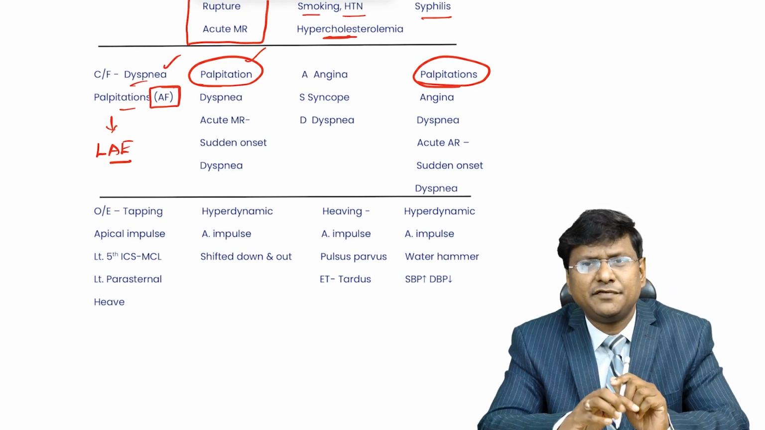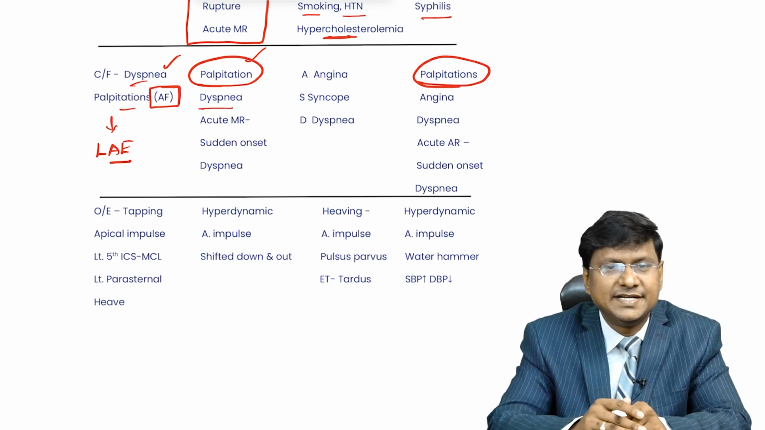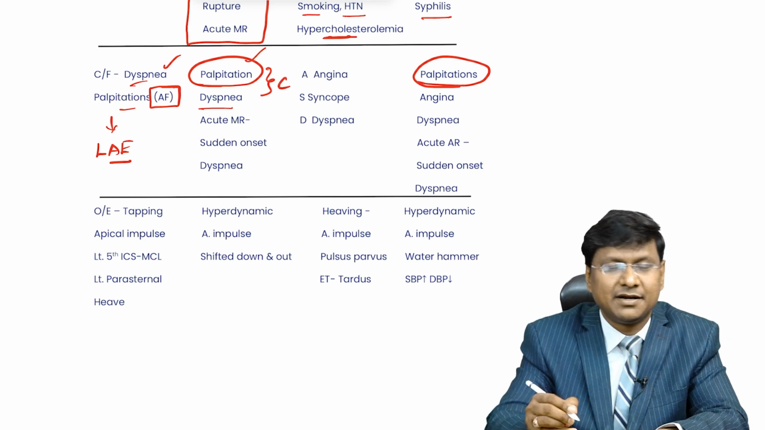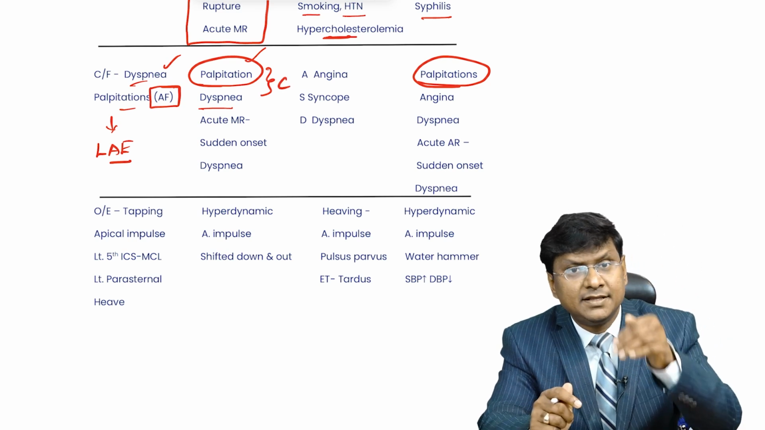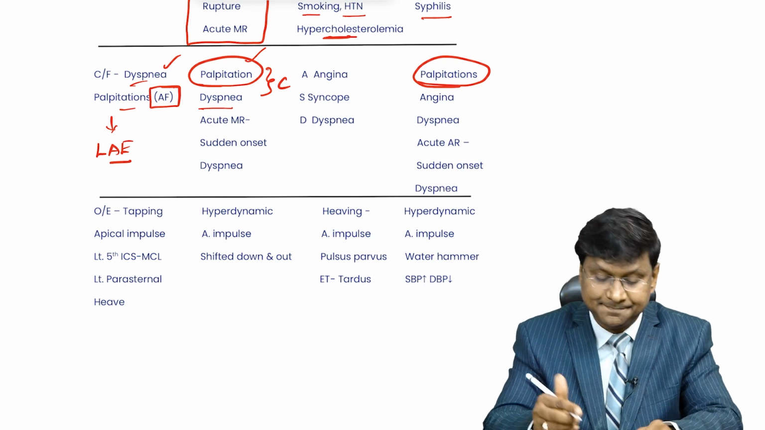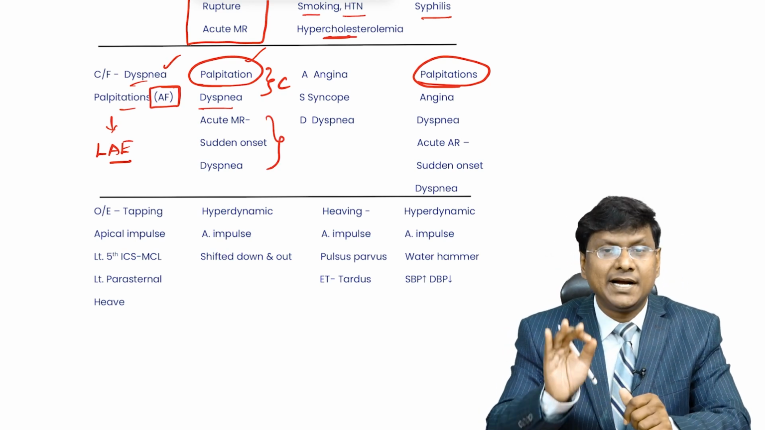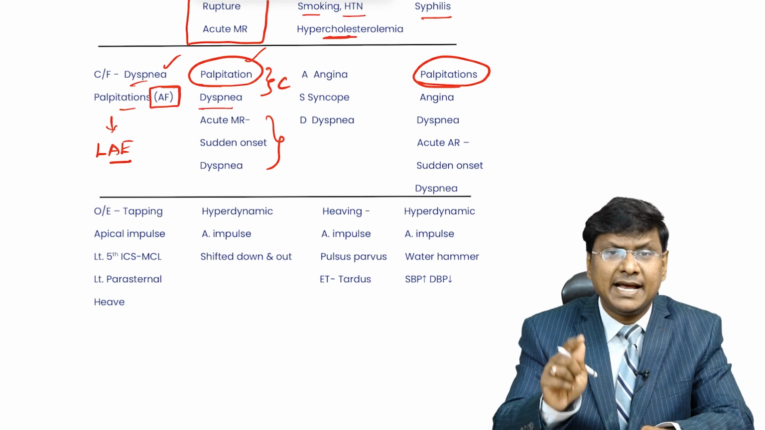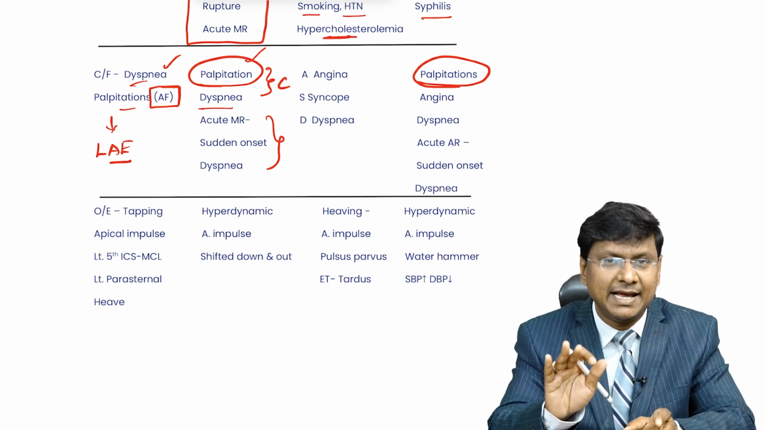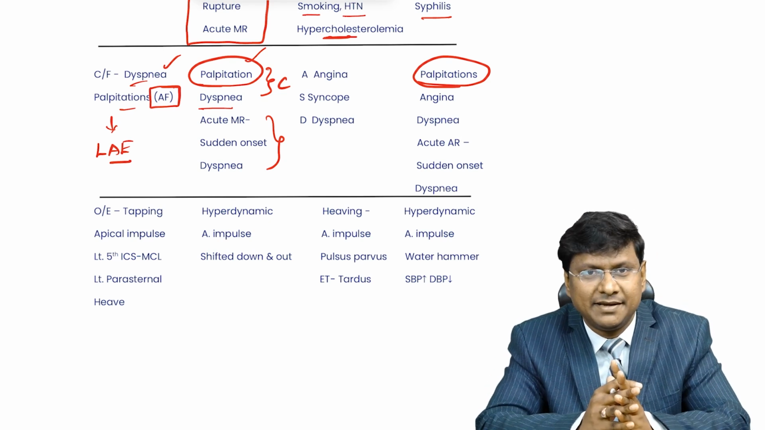Then the other important feature that you will have in case of the MR is the development of dyspnea after the palpitations. So this sequence you observe in chronic MR. In chronic MR, you will have the palpitations first, followed by the dyspnea. Whereas in acute MR, the individual will have a sudden onset dyspnea. That is what you will observe in case of the MR.